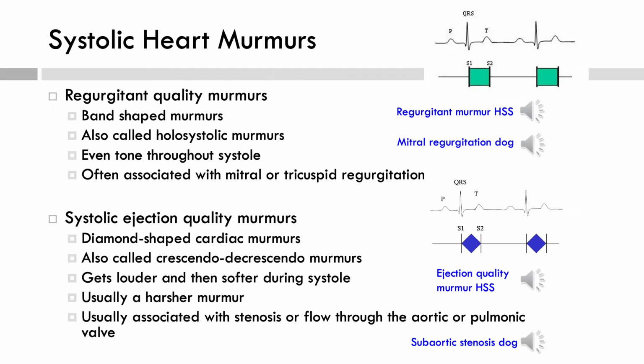Systolic ejection quality murmurs are diamond-shaped or crescendo decrescendo murmurs. They get louder and then softer. These are usually harsher murmurs associated with stenosis across the aortic or pulmonic valve. And finally, we'll listen to a dog who has an ejection quality murmur as a result of subaortic stenosis.